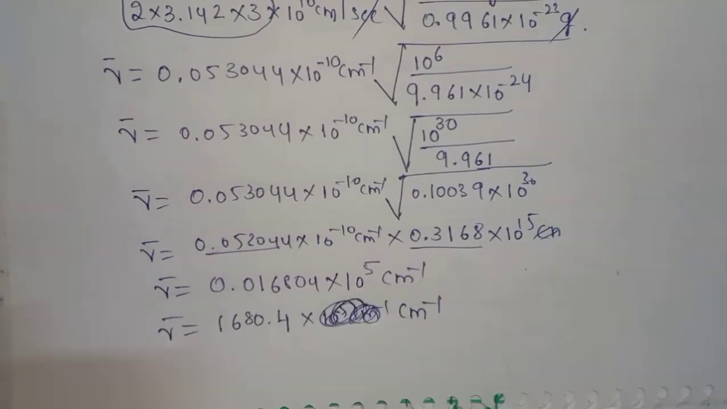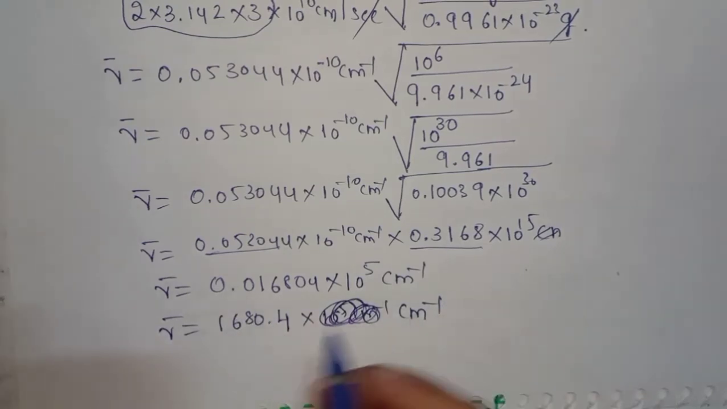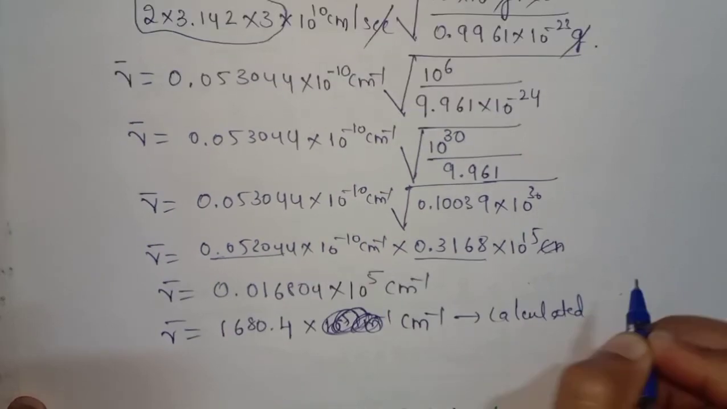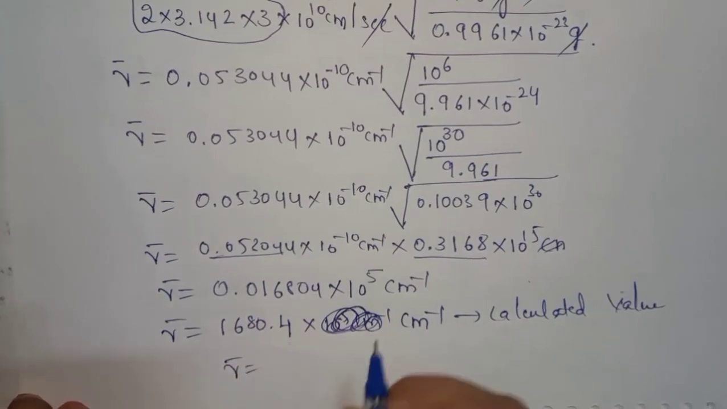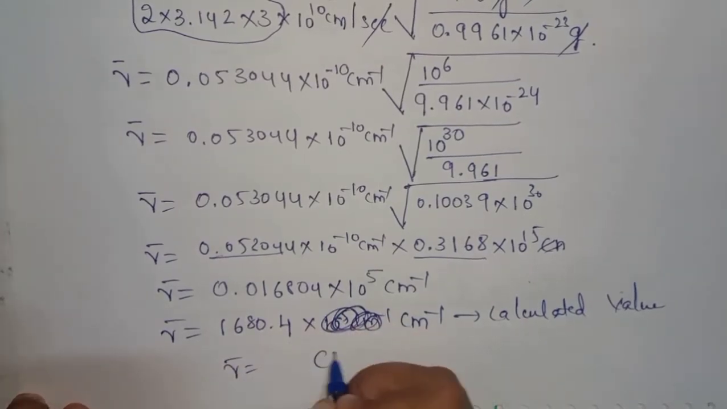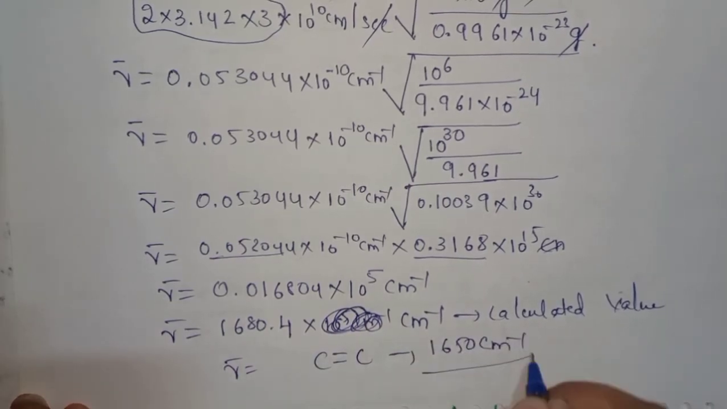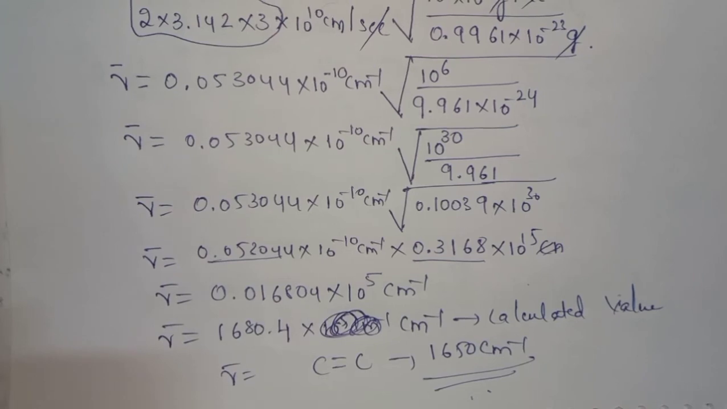Now we will get the value of nu bar is equal to 1680.4 centimeter inverse. This is the calculated value. The experimental value for C double bond C is 1650 centimeter inverse. I have already said that calculated value and experimental value will be somewhat different. We shall discuss the reasons for the difference in calculated value and experimental value in some other videos.